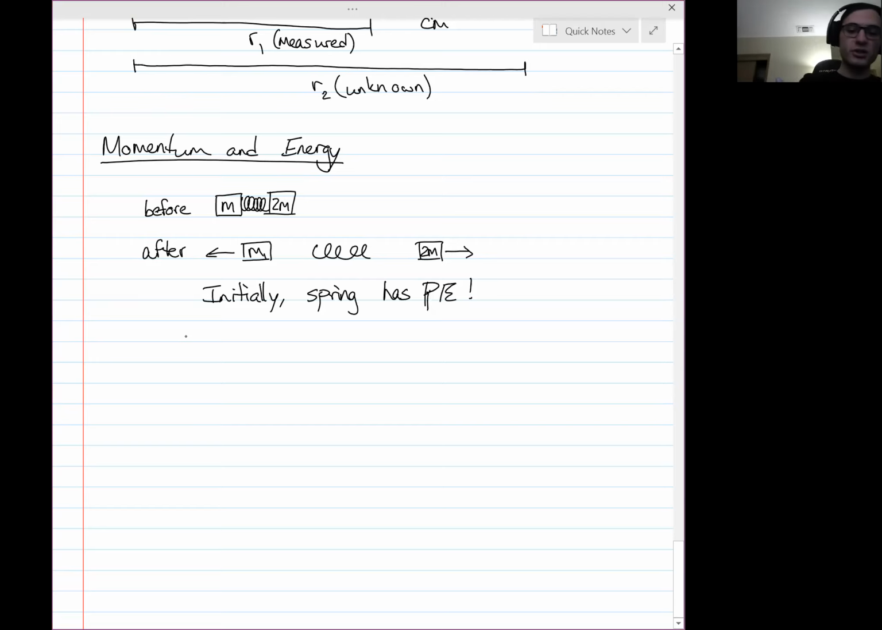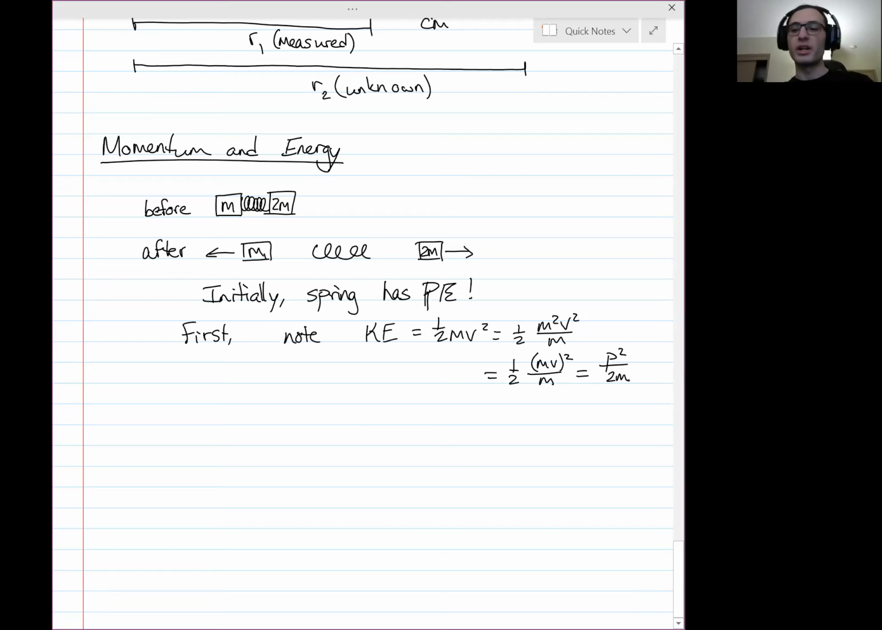So first, note that the kinetic energy of an object is equal to 1/2 mv squared. You guys know that. But that's equal to 1/2 times m squared v squared divided by m, which is just 1/2 times m times v quantity squared divided by m, which is just p squared divided by 2m. So another way to write kinetic energy is the square of the momentum divided by 2m.